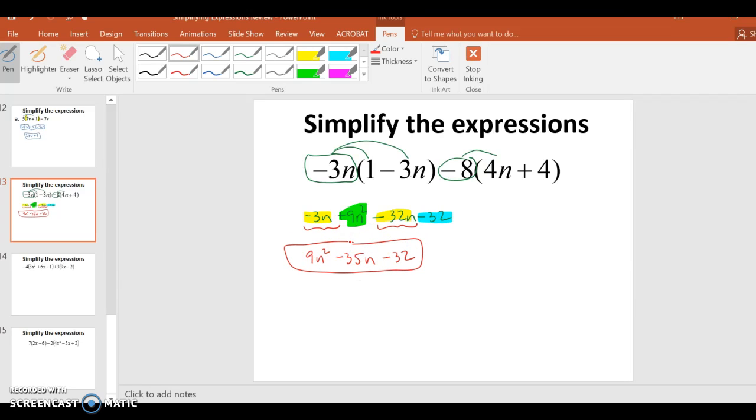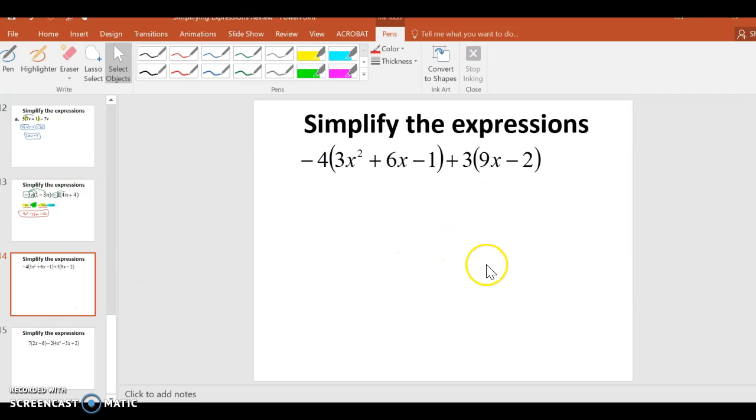Okay, a couple more examples, and for these, you can try them on your own and check your answers if you want. So, negative 4 times 3x squared will give you negative 12x squared. Negative 4 times 6x will give you minus 24x. And negative 4 times negative 1 would be positive 4, so plus 4. Now I also have to distribute this 3. 3 times 9x is plus 27x. And then 3 times negative 2 is minus 6.